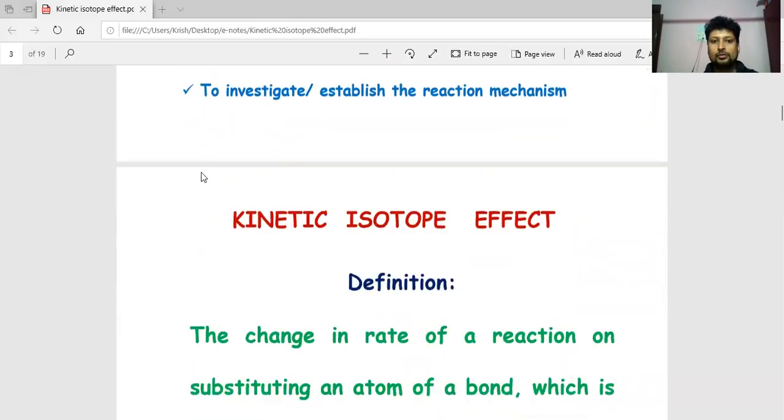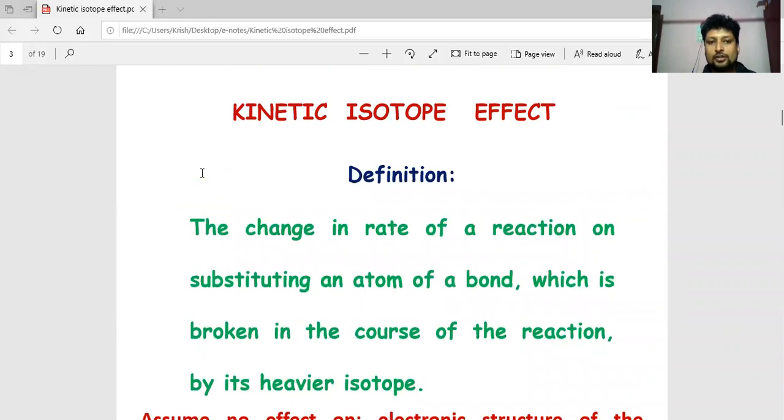Now have a look. What is the definition of kinetic isotope effect? The change in the rate of a reaction on substituting an atom of a bond which is broken in the course of a reaction by its heavier isotope. Say there is a CH bond, and you have performed a chemical reaction where the CH bond has been broken. Now you want to investigate whether that particular bond has been broken in the rate determining step or in any other step.